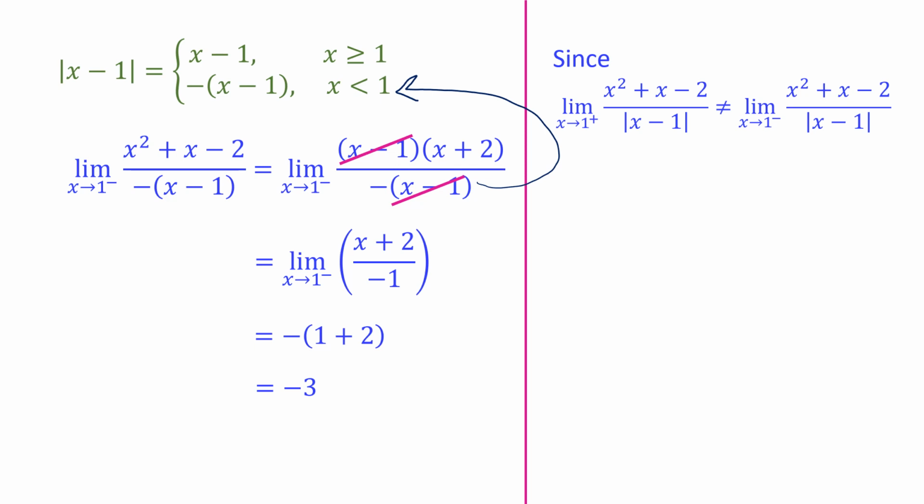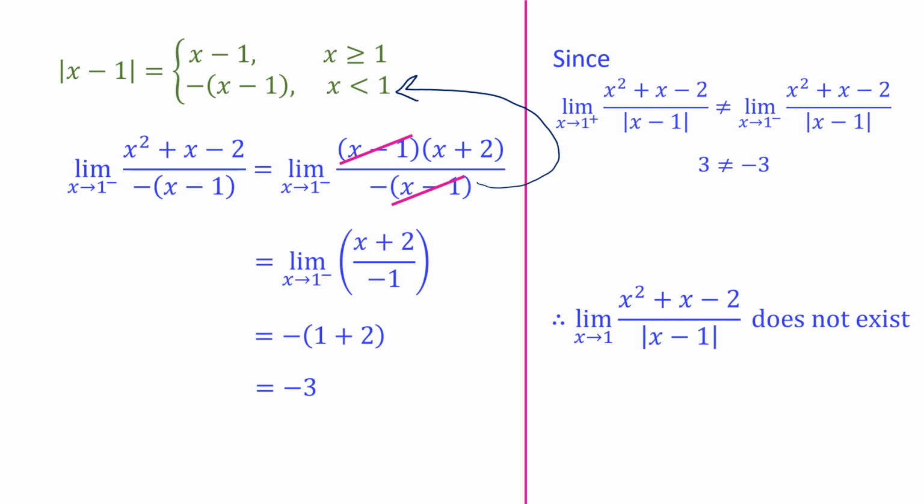Compare the right hand limit and the left hand limit that have been evaluated, and we can see that the right hand limit we get 3 and the left hand limit we get negative 3, which is a different value. Therefore, the limit as x approaches 1 of x squared plus x minus 2 over the absolute value of x minus 1 does not exist.